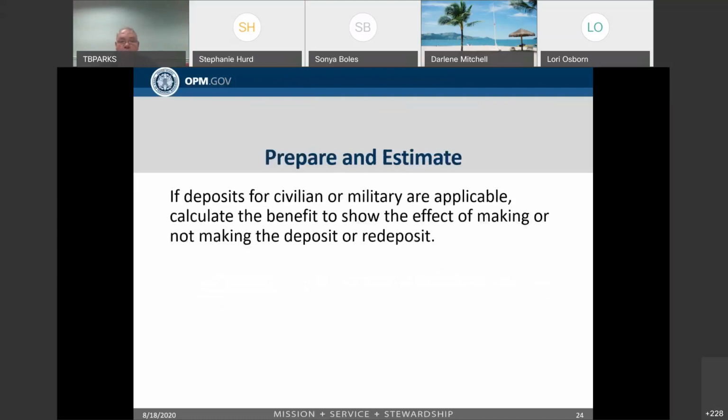If the deposits for civilian or military service are applicable, then calculate the benefit to show the effect of making or not making those deposits, redeposits, or military deposits. Go ahead and estimate what the benefit would be with and without that, so that the survivor has an idea of what the benefit would be with and without.